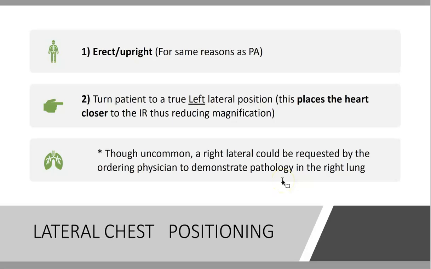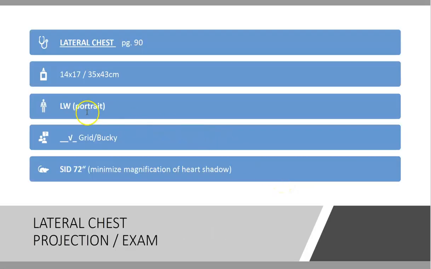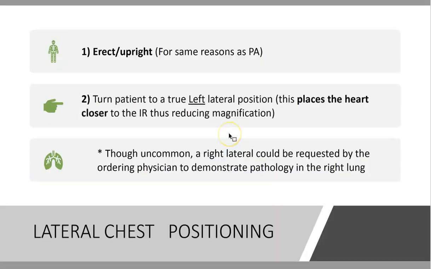So really, all we're going to have to do, as long as we still have that lengthwise IR, is turn the patient to a true left lateral. Left lateral means that the left side is closest to the board, closest to the IR. Now for a lateral chest, this places the heart even closer to the IR, further reducing the magnification. Because a radiologist likely will measure the heart on your x-ray, and if it's magnified, they might mistake that for an enlarged heart if they're trying to use an x-ray to measure the heart.